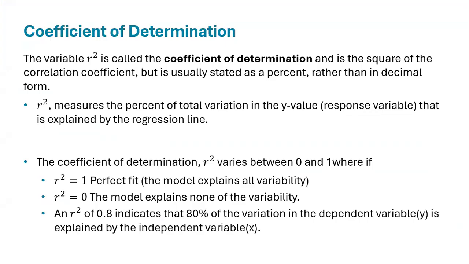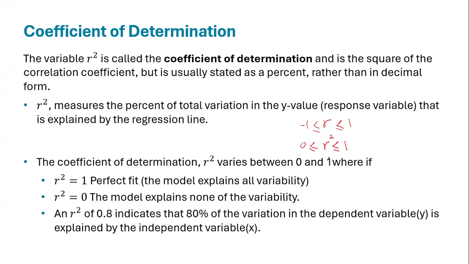What is R squared? We know that R is the correlation coefficient. R squared is called the coefficient of determination, which is the square of the correlation coefficient, and it's usually stated as a percent. It tells us the total variation in y values which is explained by the x values in the regression line. And you know that R is always a number between -1 and 1. But if you square R, you always get a number between 0 and 1.